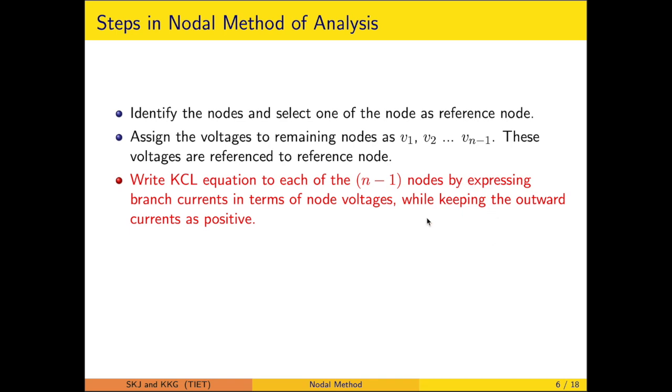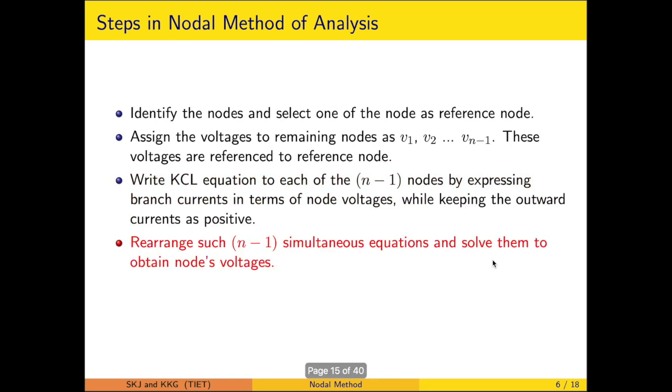Now to minimize mistakes and to write the equations in a standard form, it is requested that you keep the outward current as positive. Otherwise it is a general method, so the inward currents can also be marked as positive. Out of the two nomenclatures we have to follow one, and here the outward currents are marked positive. This approach is expected to have fewer mistakes.